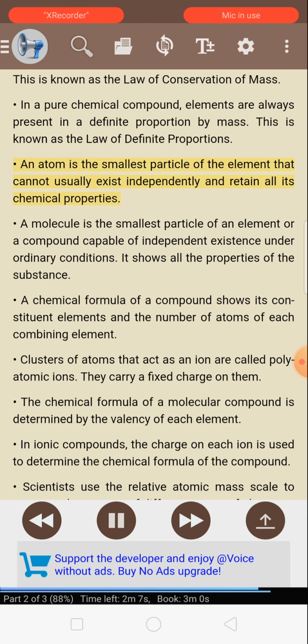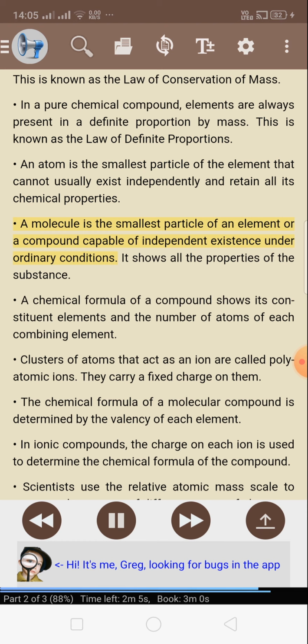An atom is the smallest particle of the element that cannot usually exist independently and retain all its chemical properties. A molecule is the smallest particle of an element or a compound capable of independent existence under ordinary conditions. It shows all the properties of the substance. The chemical formula of a compound shows its constituent elements and the number of atoms of each combining element.